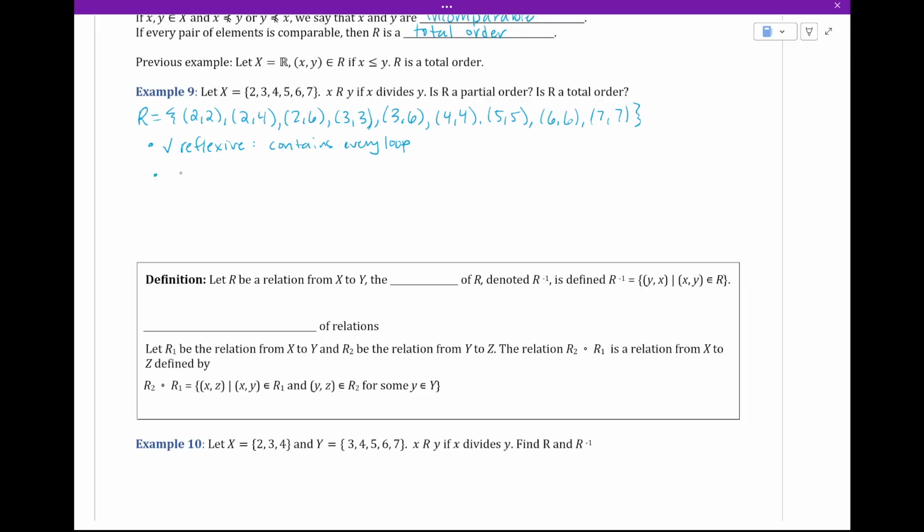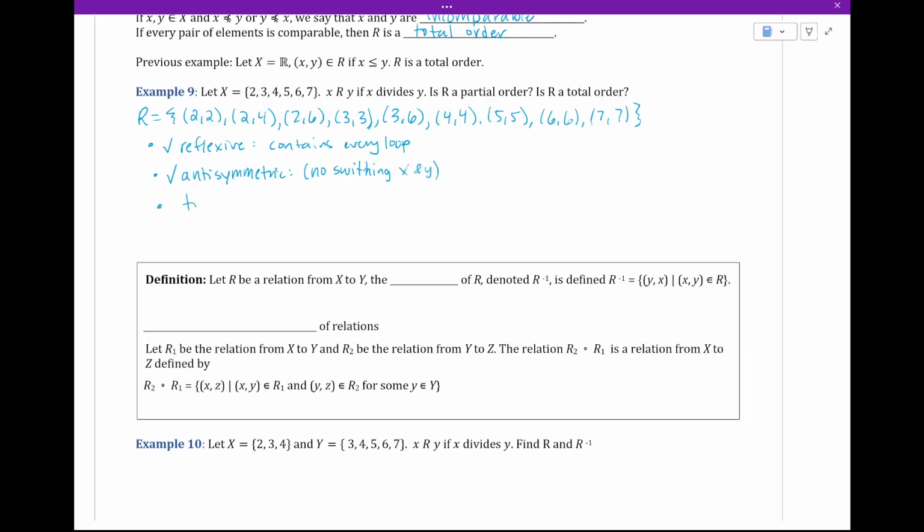Is it antisymmetric? So let's see. Are there any pairs where we switch X and Y that are not already loops, that are not already the same? So (2,2) is a switch with (2,2), but we're allowed to have that with antisymmetric. I'm not seeing (4,2) anywhere. I'm not seeing (6,2). I'm not seeing (6,3). So yes, it is antisymmetric. There are no switching X and Y.